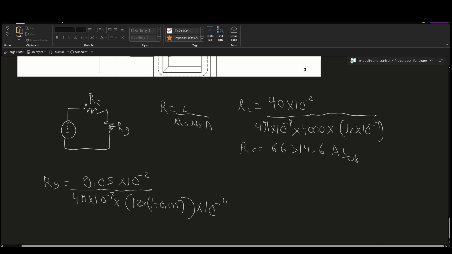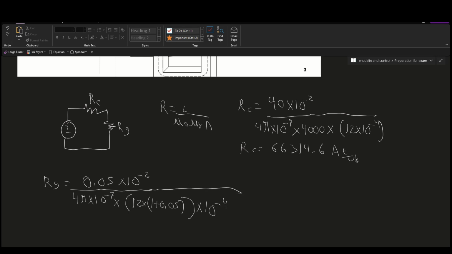And we multiply this by 10 to the minus 4 because this will be centimeters squared and we need meters. So here we are just adding that 5% to the 12 centimeters squared of the cross-sectional area. And this is going to give us a total reluctance, sorry, of approximately 315,000 ampere turns over Weber. Okay.